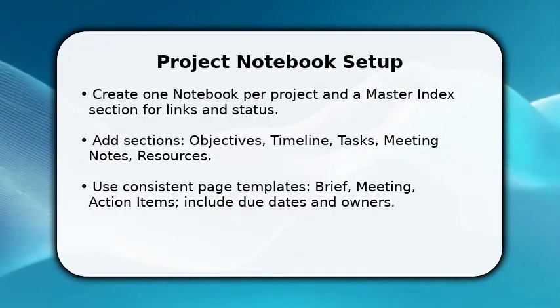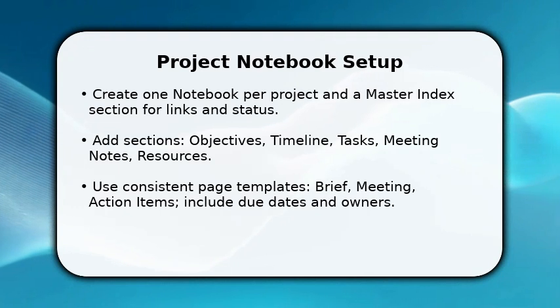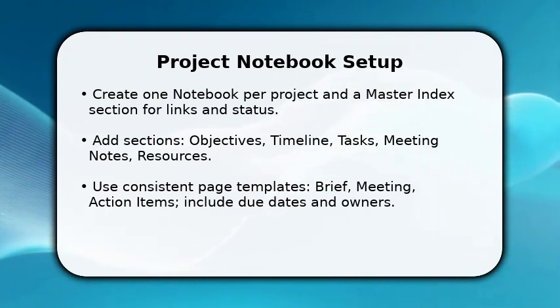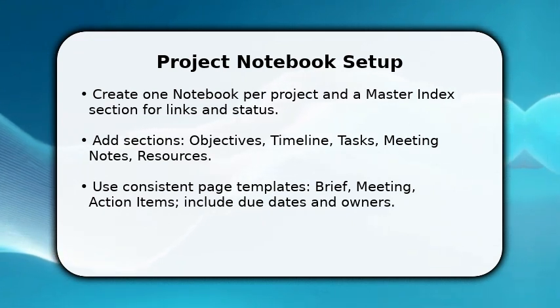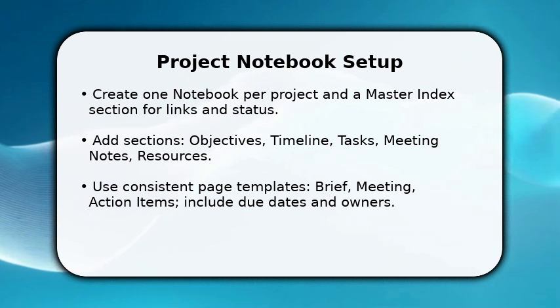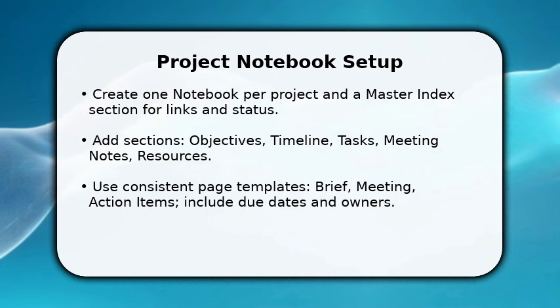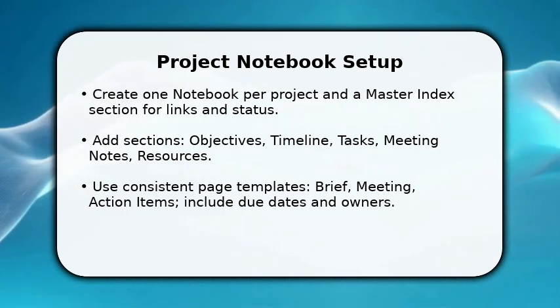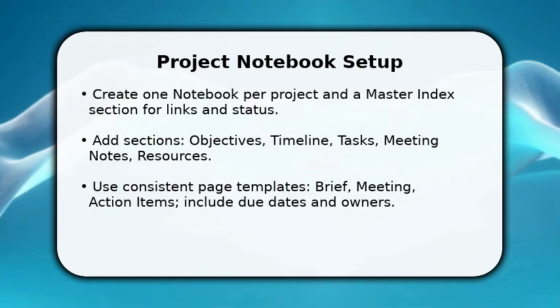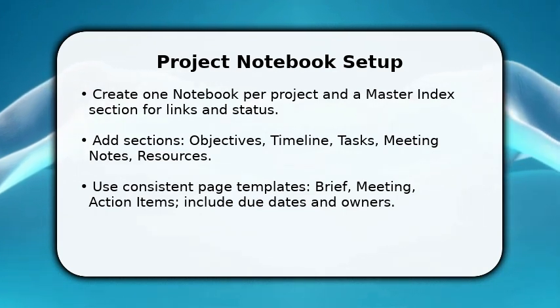You start by creating a single project notebook and a master index page that links every major section. Once done, add sections for objectives, timeline, tasks, meeting notes, and resources so everything is discoverable. Make and apply page templates for briefs, meetings, and action items that include fields for due dates and owners. This reduces friction and keeps entries uniform. Make sure to pin the notebook and sync settings so you don't lose changes when collaborating across devices.